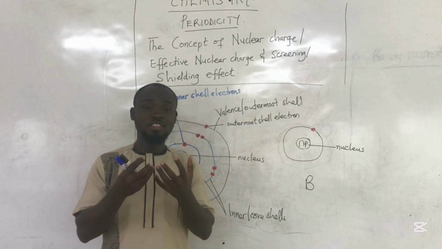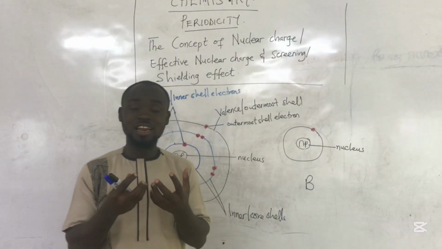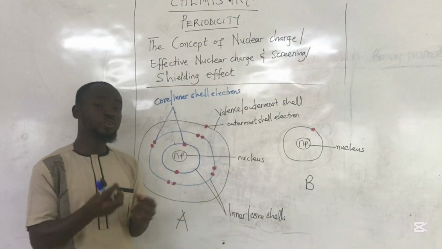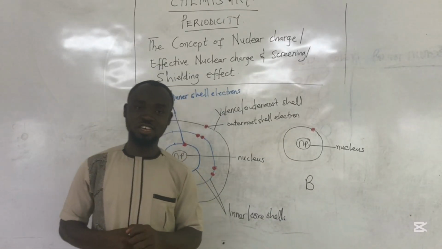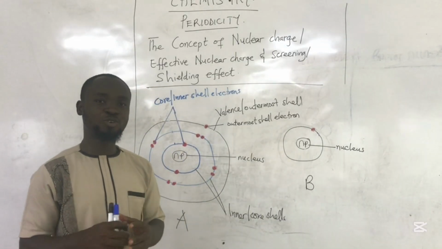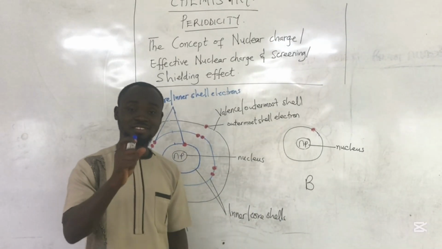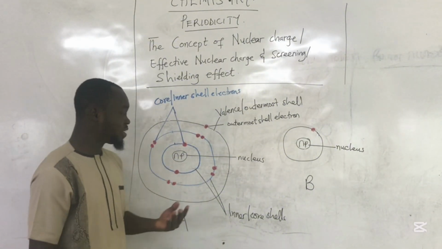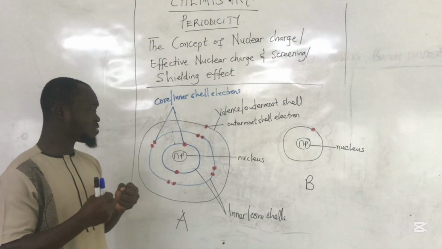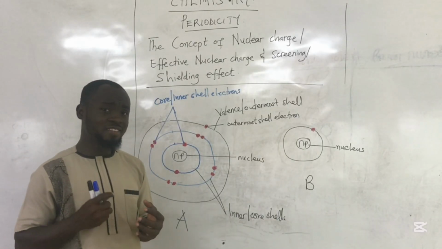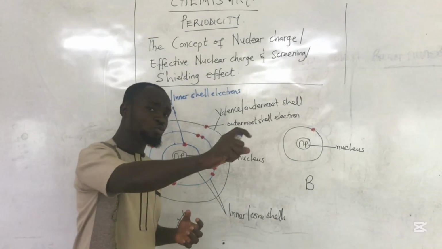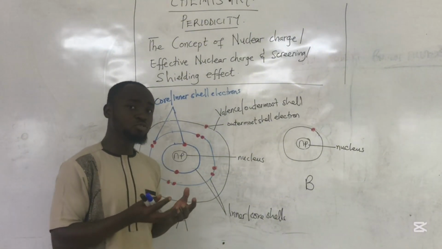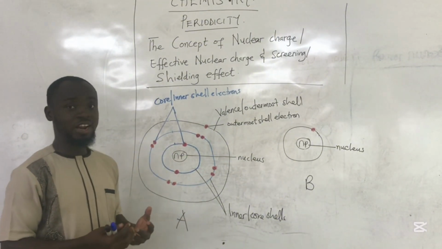But if the reduction in attraction is very great, it means that the valence electron will feel only small attraction coming from the protons in the nucleus. That is effective nuclear charge. So basically, nuclear charge is the electrostatic force of attraction exerted onto the electrons in the atom, and that is coming from the protons in the nucleus of that atom.